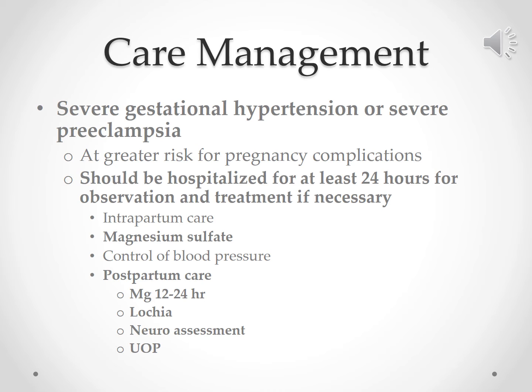risk for seizure activity. You're going to continue to do all the assessments that you did in labor, intrapartum. You're going to do urine output evaluations. You're going to be checking MAG levels, doing neuro assessments. You're going to watch the lochia for hemorrhage, because the MAG actually can promote uterine atony. Uterine atony, number one cause of postpartum hemorrhage.